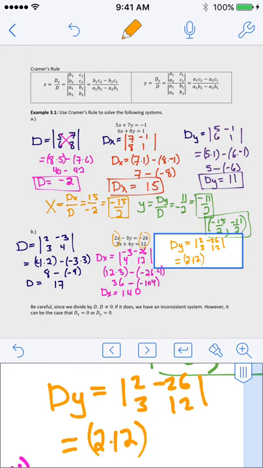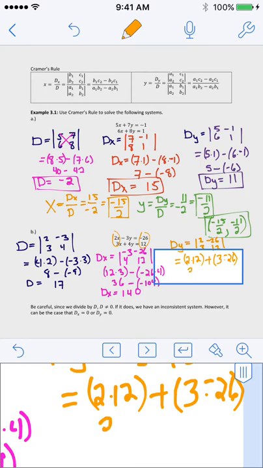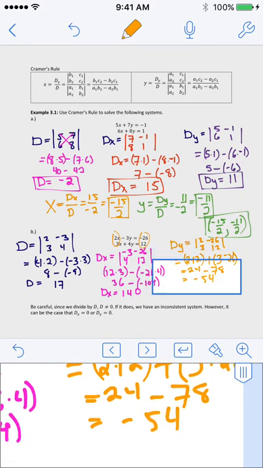plus 3 times -26. And that's going to equal 24 minus 78, or -54. Alright, so dy is -54.